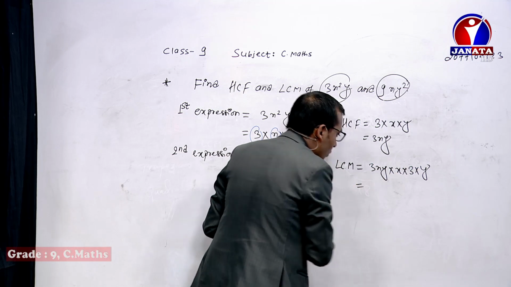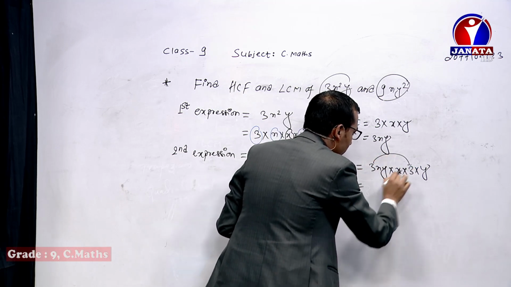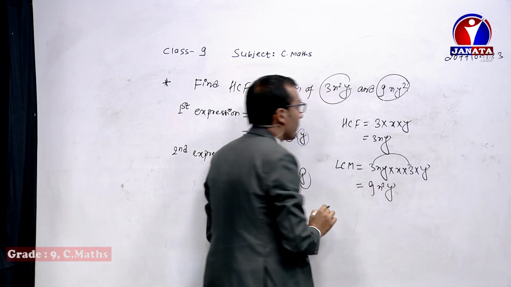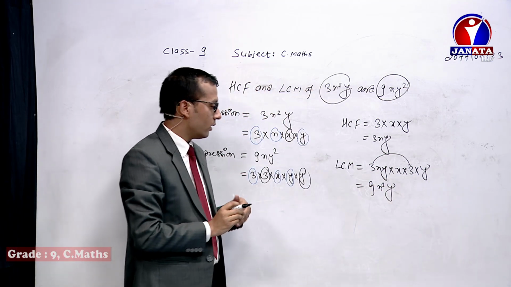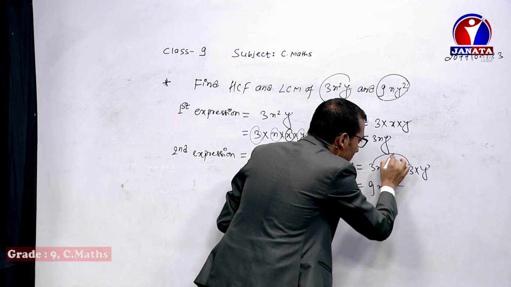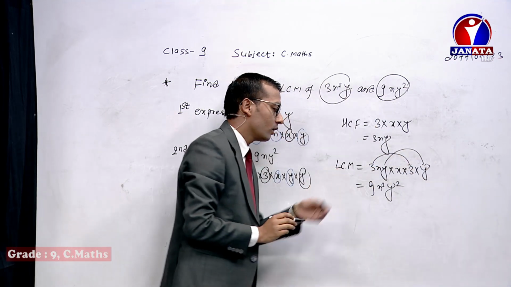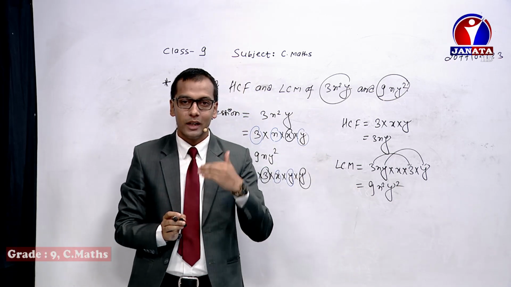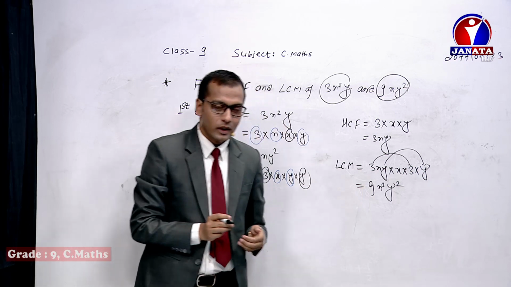So this is equal to, what is 3 times 3? 9 x square y. 9 x square, y times y is y square. So 9x square y square is LCM.